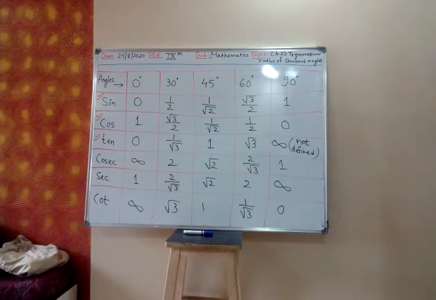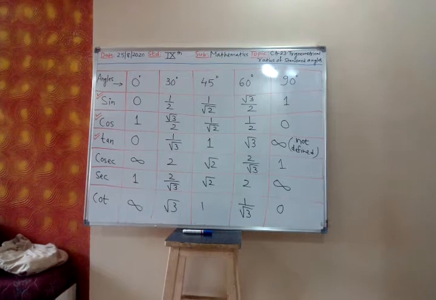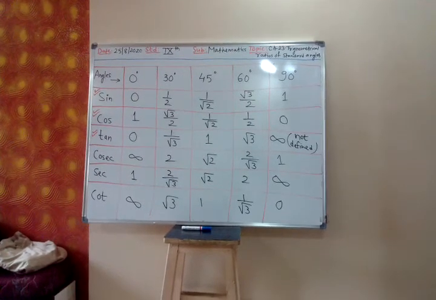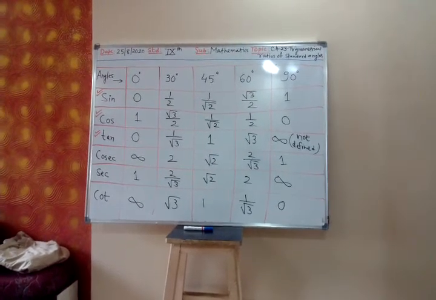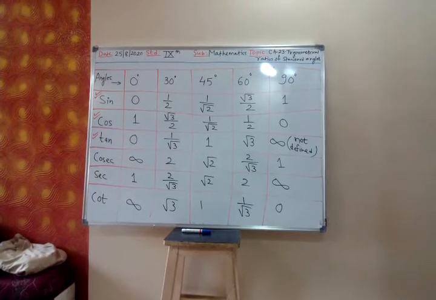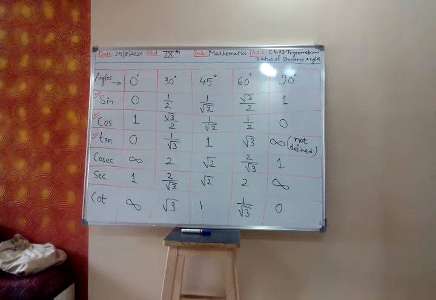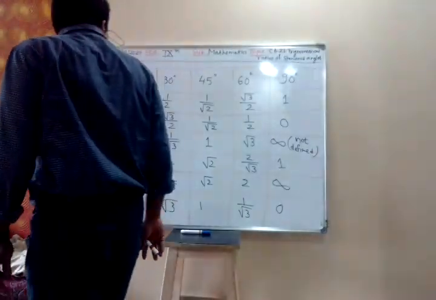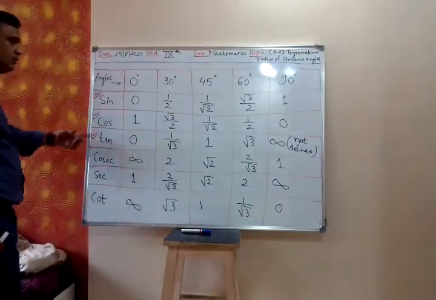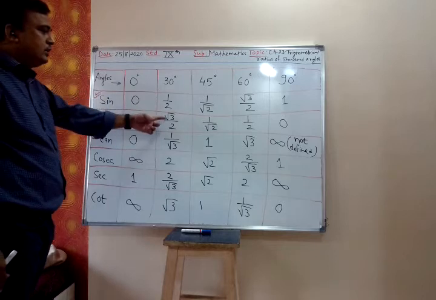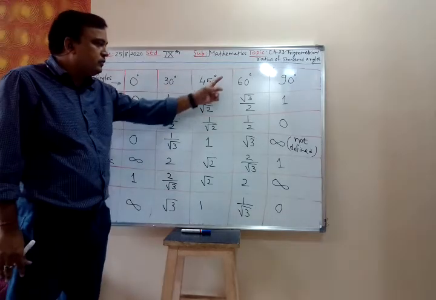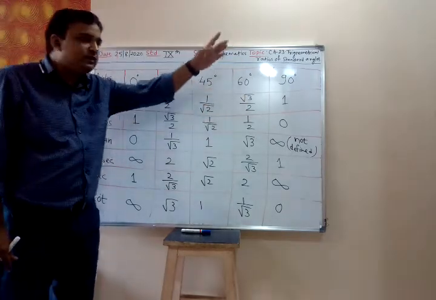So you only remember sine, cos, tan. Sine 0 is 0, sine 30 is 1 by 2, sine 45 is 1 by root 2, sine 60 is root 3 by 2, sine 90 is 1. Cos 0 is 1, cos 30 is root 3 by 2, cos 45 is 1 by root 2, cos 60 is 1 by 2, cos 90 is 0.